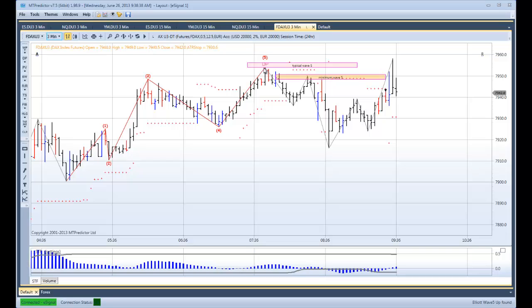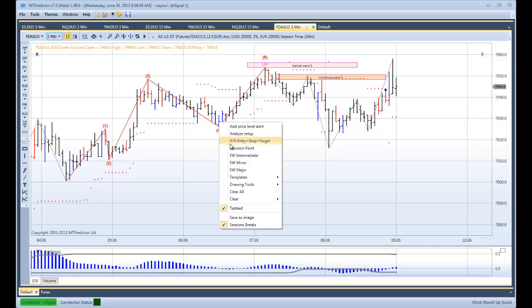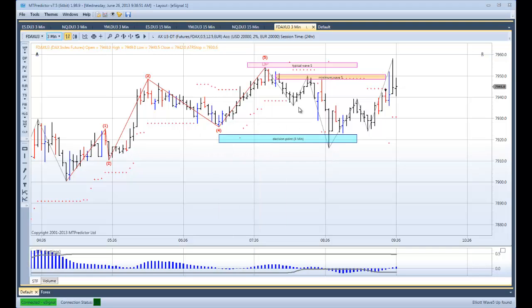So under normal MTPredictor Elliott wave guidelines, we normally say that after a completed 5-wave sequence, which is what we had here, the market will normally retrace back to the DP off the wave 4 low in this case. So if I place the DP on, you can see that's exactly what happened. The market went down to here and it's now rallying off this low quite nicely.